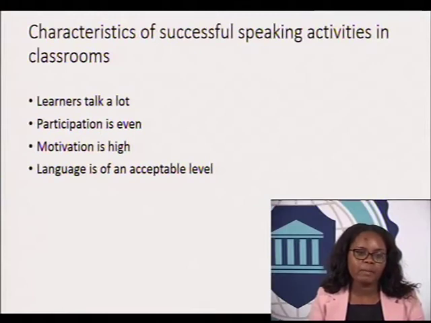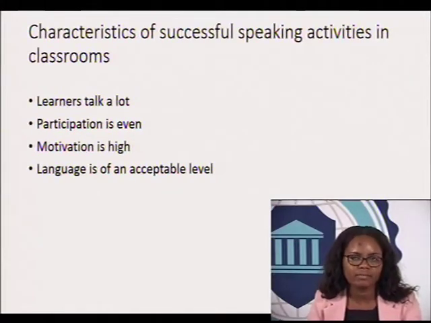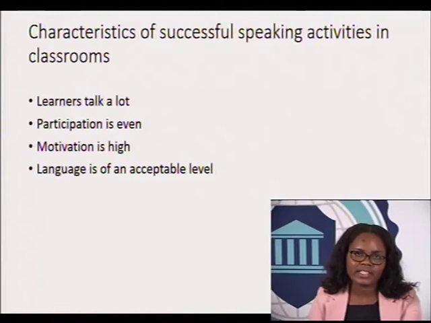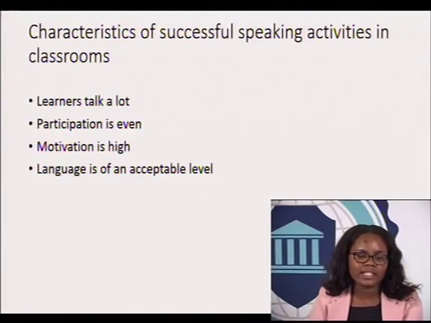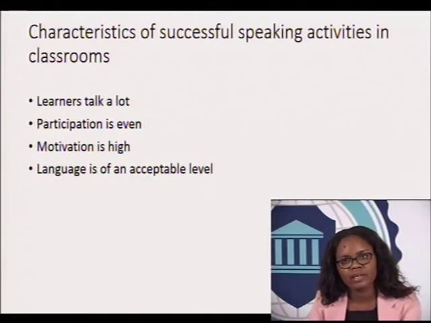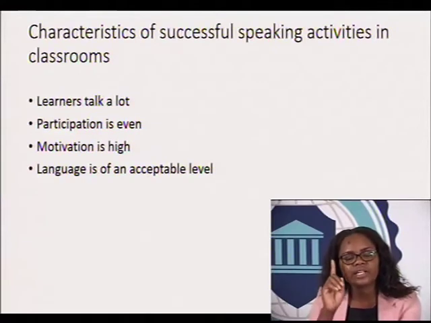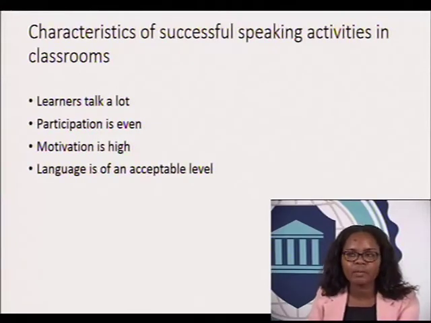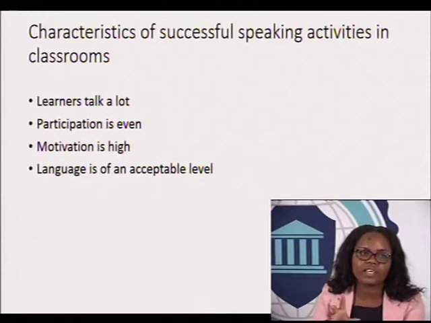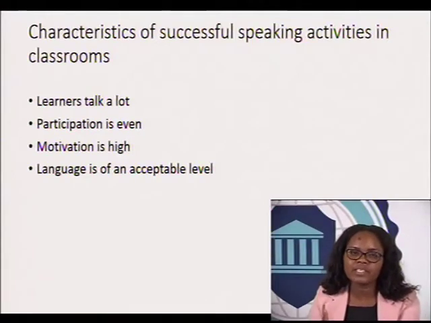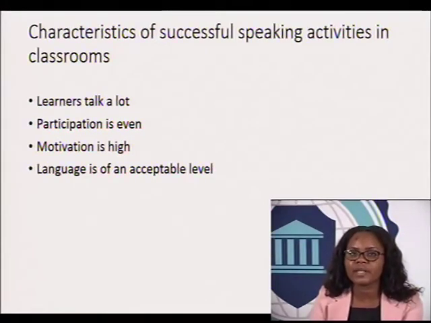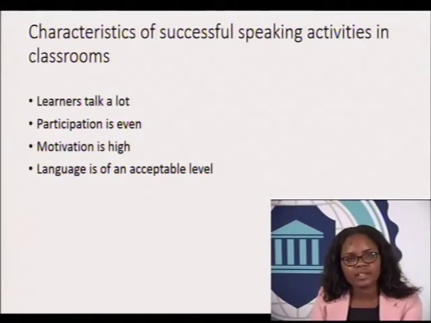Next point, participation is even. Even when the teacher is around and there's an activity that is taking place, you will find that not only specific learners are taking part, but most or all of the learners are taking part. That means these learners are open, these learners are free, and then participation becomes even.